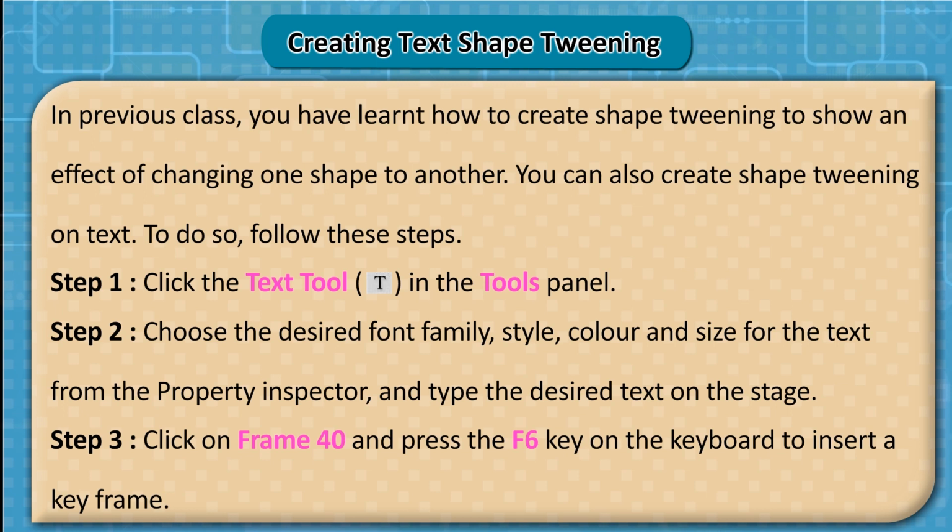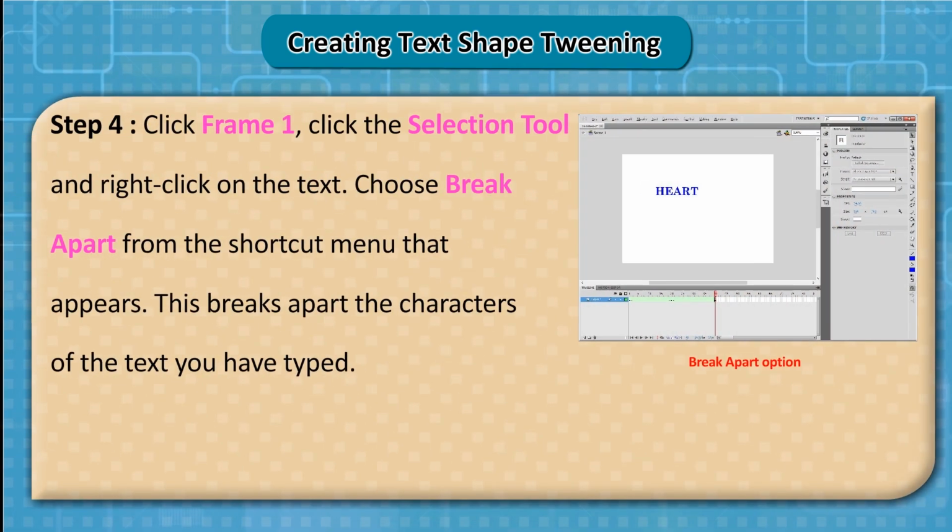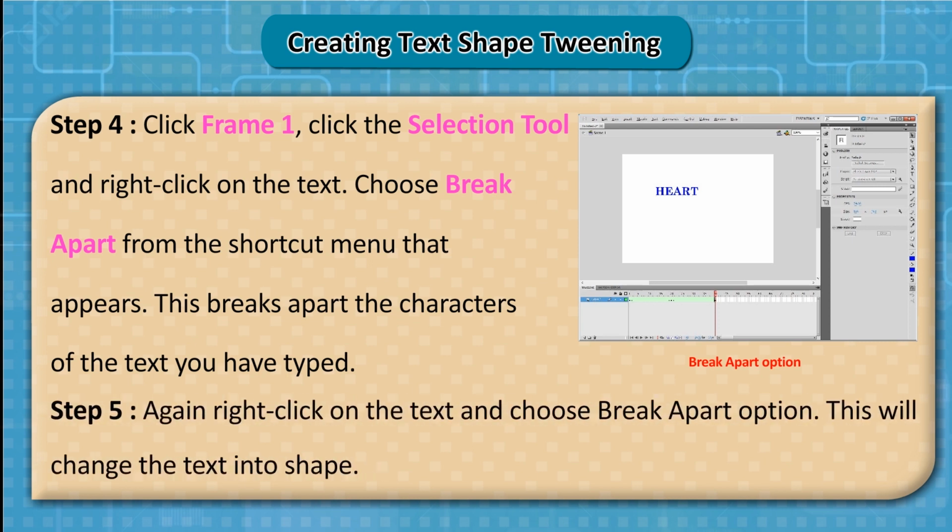Step 3. Click on frame 40 and press the F6 key on the keyboard to insert a keyframe. Step 4. Click frame 1. Click the Selection tool and right-click on the text. Choose Break Apart from the shortcut menu that appears. This breaks apart the characters of the text you have typed. Break Apart option. Step 5. Again right-click on the text and choose Break Apart option. This will change the text into shape.